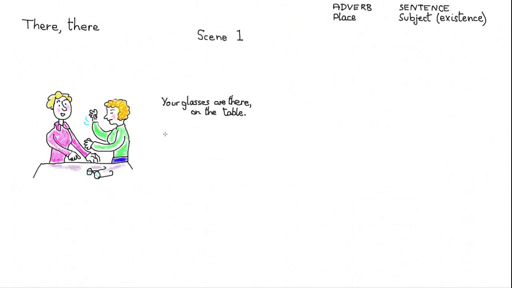Or you could equally say it the other way round. There are your glasses on the table. Notice the pronunciation, there are your glasses on the table.